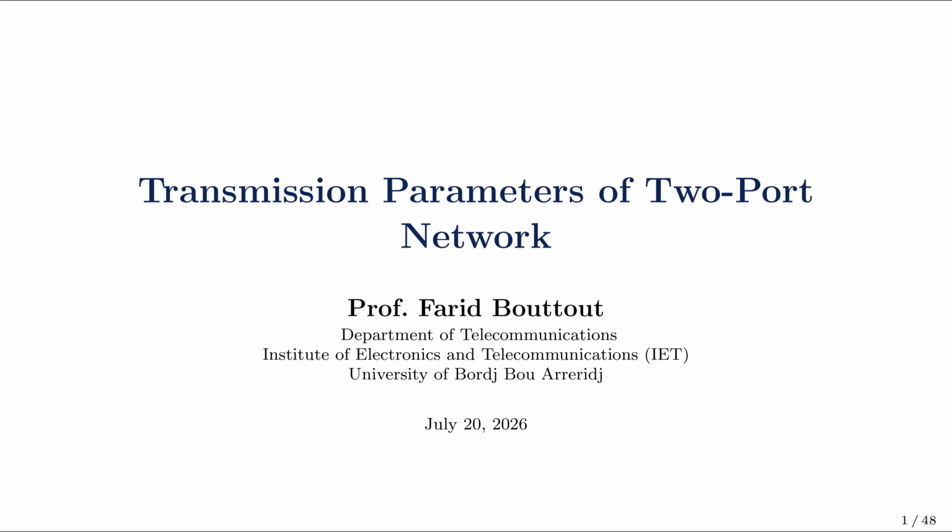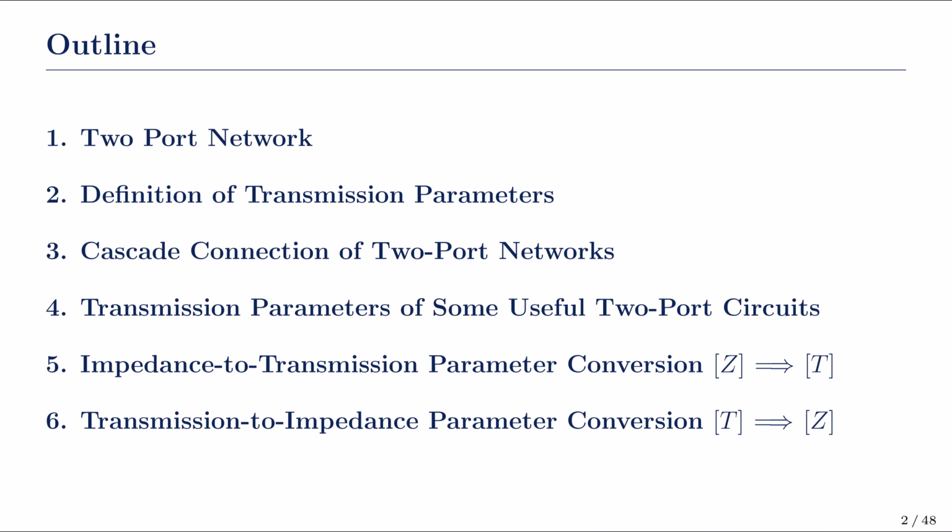of several useful circuits, and finally establish conversions between impedance and transmission parameters. This part is organized into 6 sections. We begin with a brief review of the two-port network. We then define the transmission parameters and examine the important property of cascade connections. Next, we derive the transmission parameters of several useful two-port circuits, including basic series and shunt sections, transmission lines, transformers, and common T and pi networks.